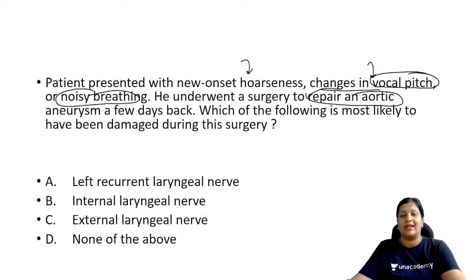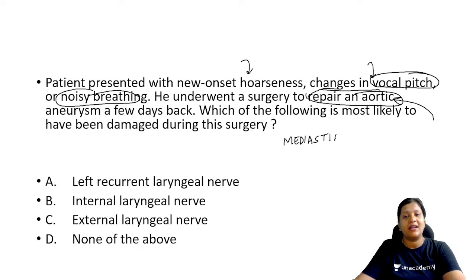So what do you think? Left recurrent laryngeal nerve, internal, external, none of the above. See, now one thing you have to remember is they have given you a linked finding that there is an aortic aneurysm repair. So they have done some procedure in the mediastinum. After that mediastinal procedure, this symptom has resulted.